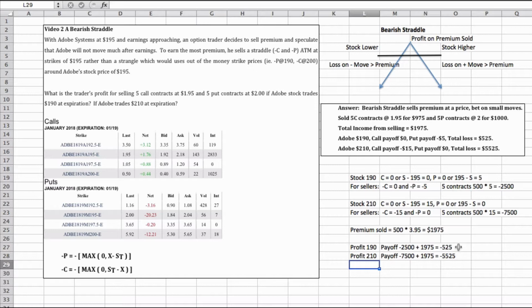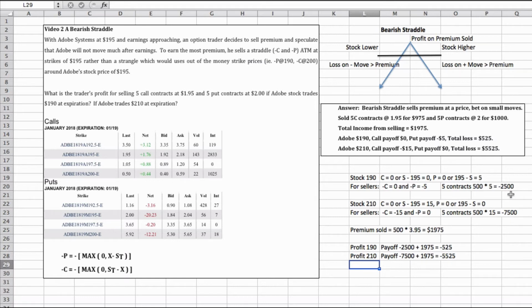so our net loss is $5.25. If the stock price were to ramp up significantly after earnings, go to 210, the long call would be very profitable, $15, 210 minus 195. The long put doesn't matter, max of 0 or X minus S, which is a negative, so it's 0. So the $15 long call position, remember, we're short calls in a bearish straddle. So that's $15 loss, 500 shares, $7,500.